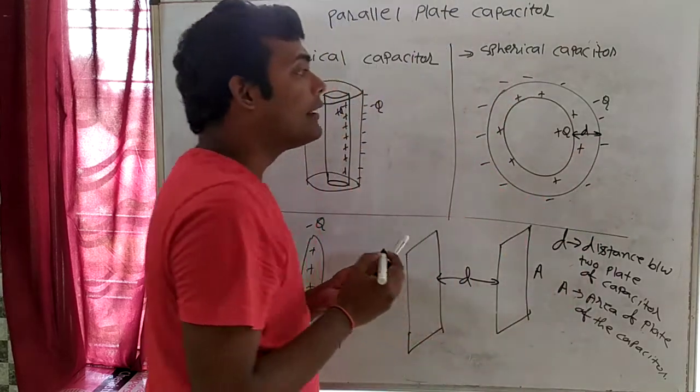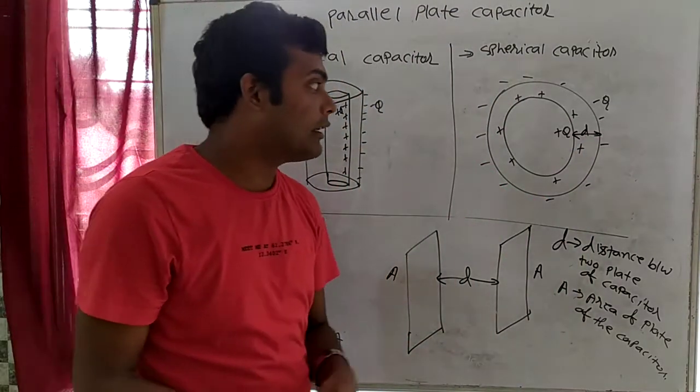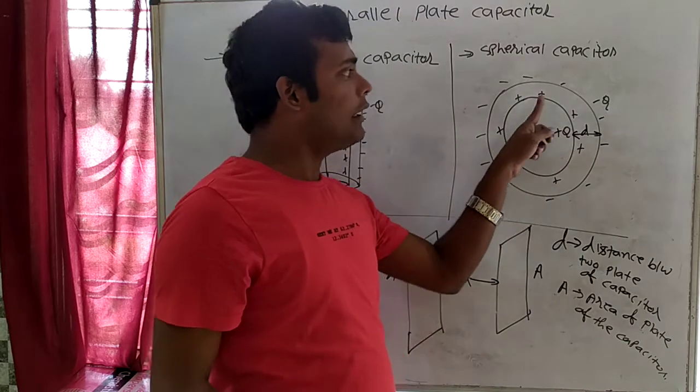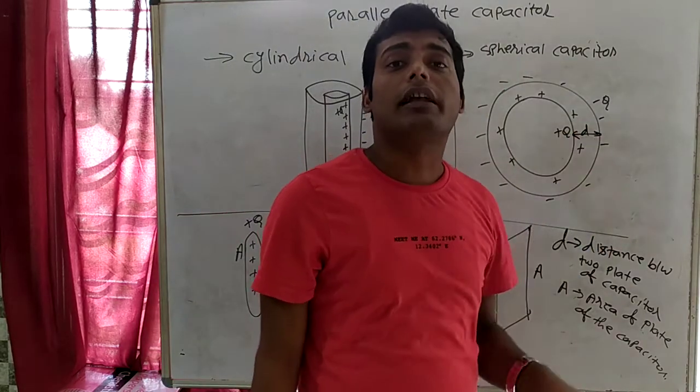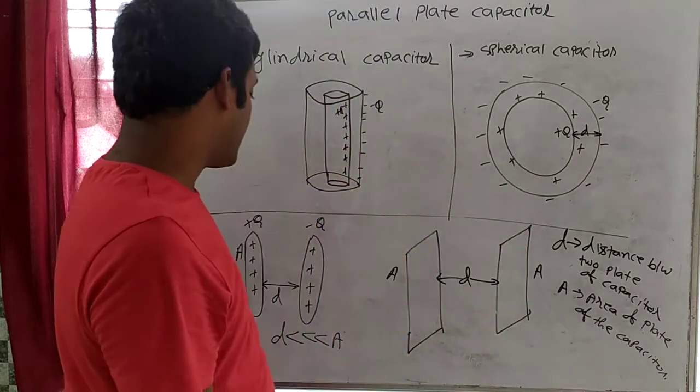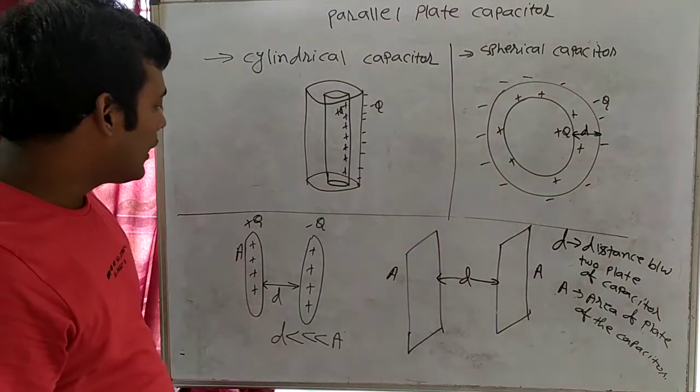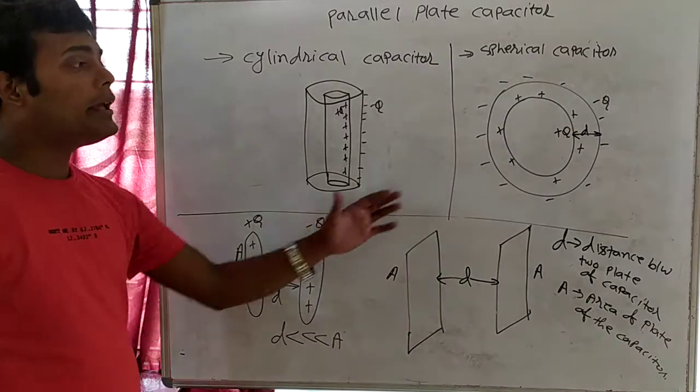A small d is what? Distance between two plates of the capacitor. So this is the first plate of the capacitor, and this is the second plate of the capacitor, and this small d is the distance between the plates of capacitor. Clear? This can be in any form.